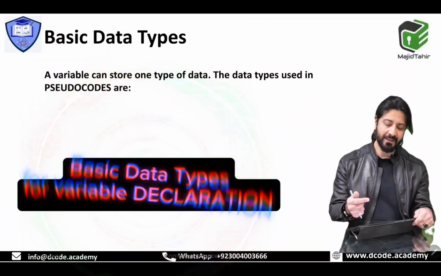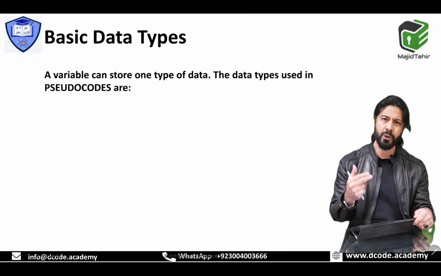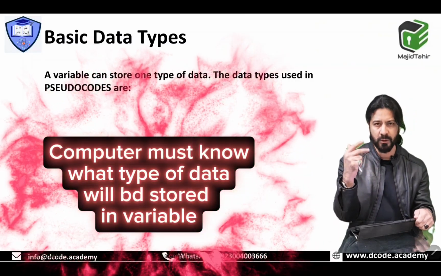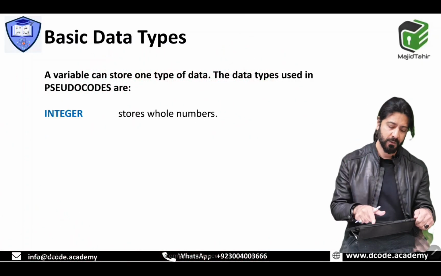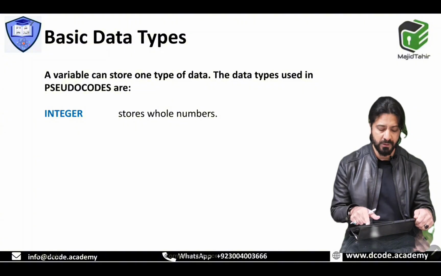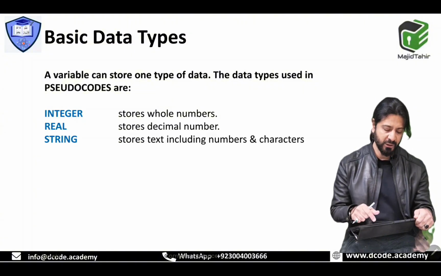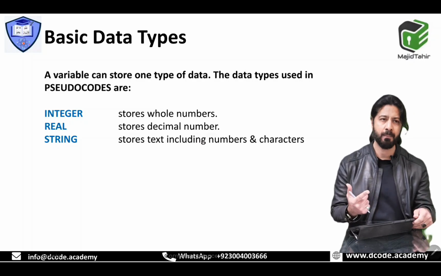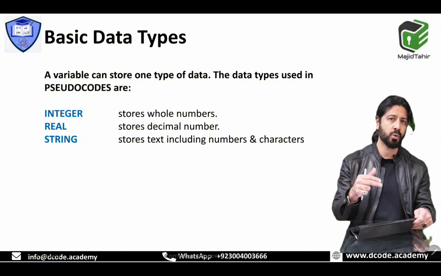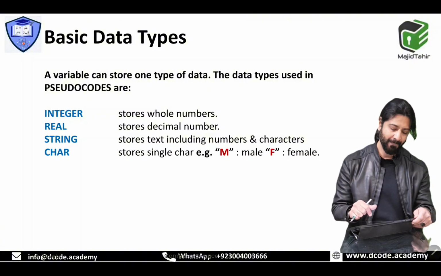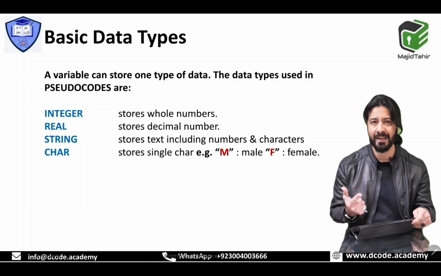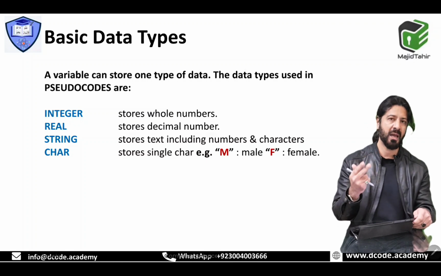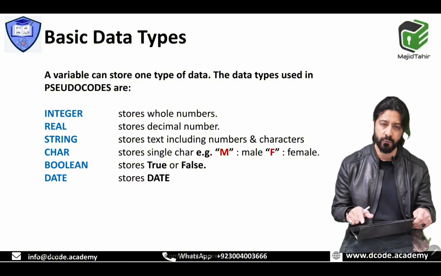Now we're going to talk about basic data types. When you're creating a variable, you have to tell the computer what kind of data it is going to hold. So integer stores whole numbers, real stores a decimal number, string stores any text character or a number or a special character or anything, but even if a number is stored as a string, it will be treated as text. Char can store any single character. You can keep only one character, M for male, F for female, anything. Boolean stores true or false.